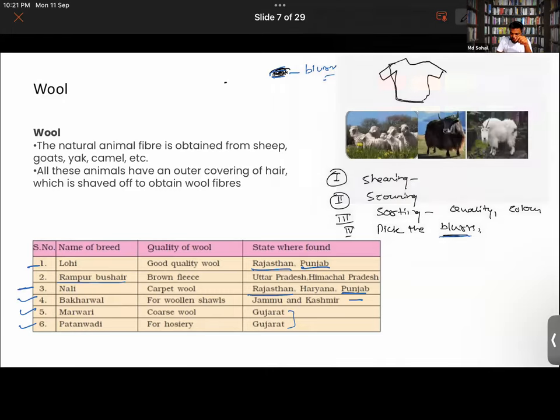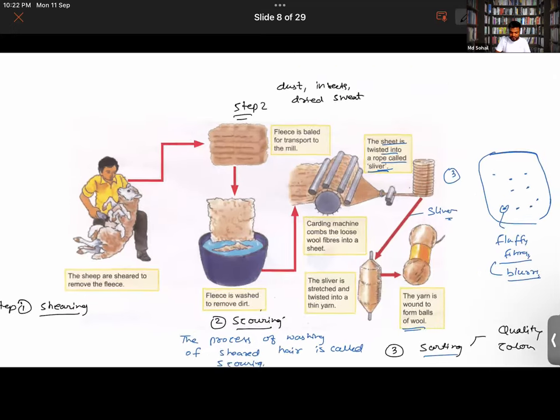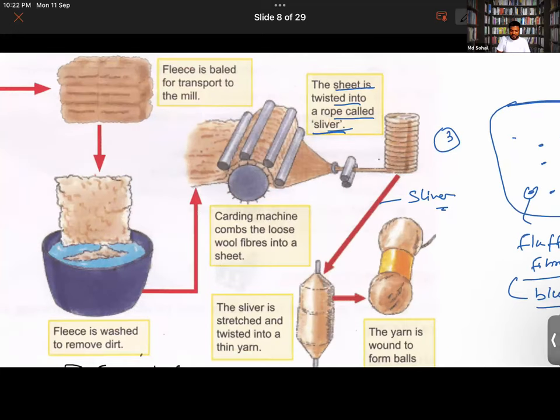After this step, what happens? The fibers are straightened. The fibers need to be straightened because it's a lump of fiber, just like you comb your hair. In the process of straightening, combing of the woolen fiber is done. The next step included rolling it into a sliver, as you can see here.